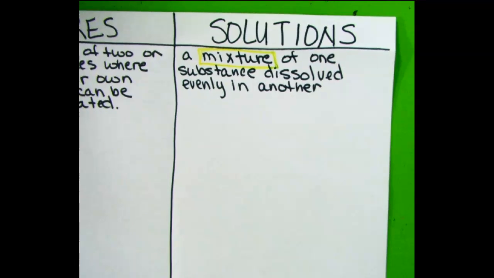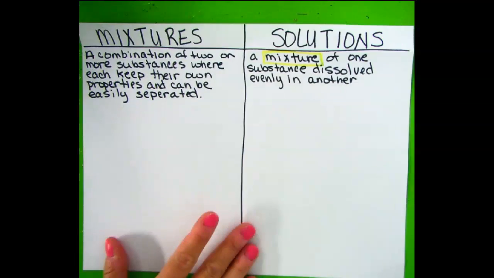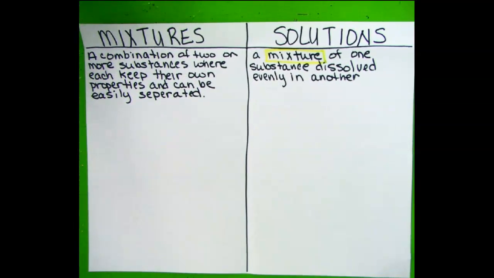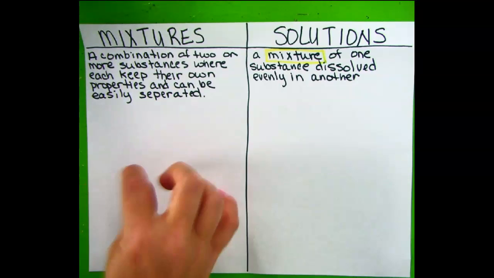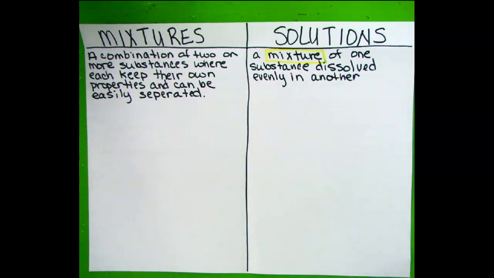All right, so now I'm going to zoom back out so that we can see both of them. There we go. Now, what I'm going to do is make another bullet definition, and then we're going to write what tools are used to separate them, processes to separate them, and examples of mixtures and solutions. So we still have 4 more things for each section that we need to write.